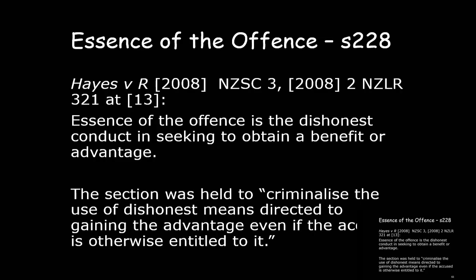Okay, so the court in Hayes have made this very clear. It's the dishonesty that matters. So if you do something dishonest, right, you use something to obtain a benefit or an advantage, even if, and this is where Hayes changed the law, even if that benefit or advantage was something you were entitled to, if you were dishonest in the way that you tried to get it, you can be guilty under section 228.